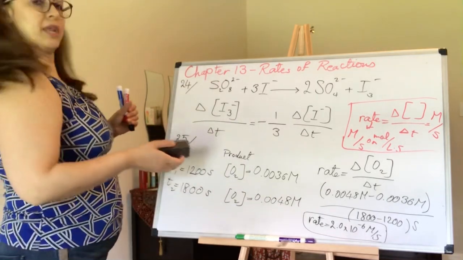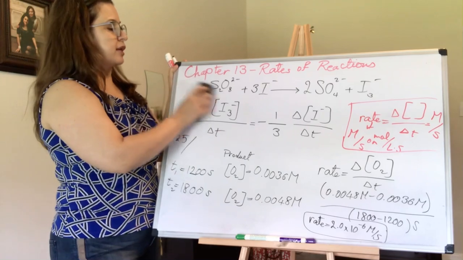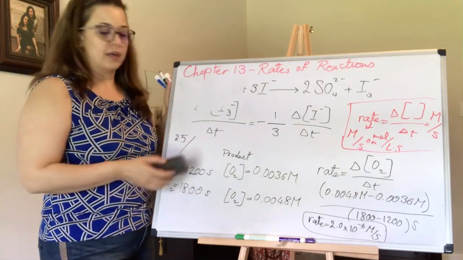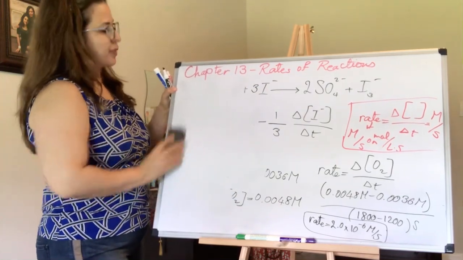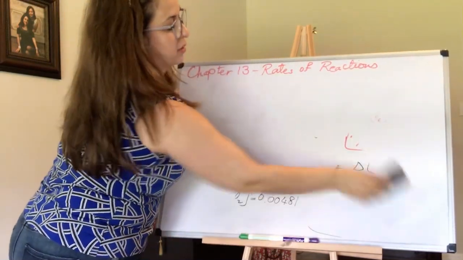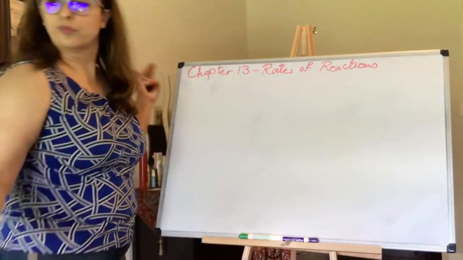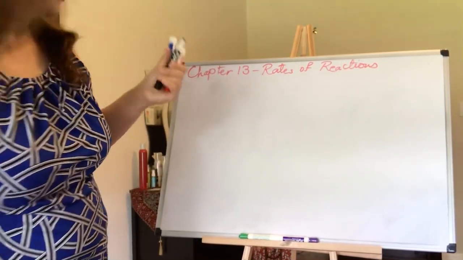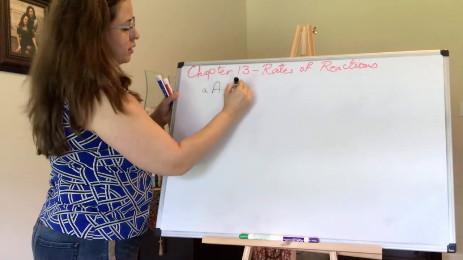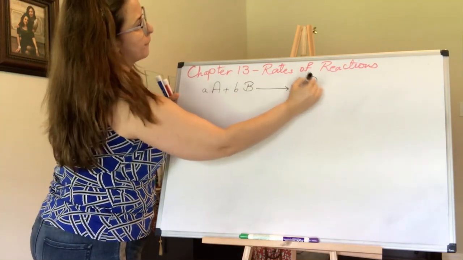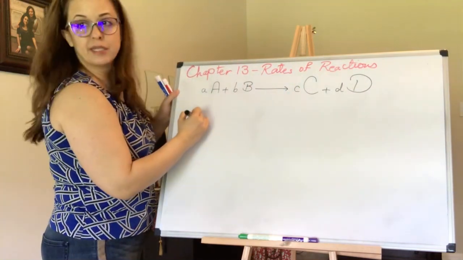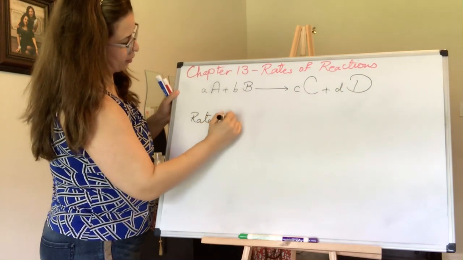The next basic thing you need to know about the rate of reactions is that we write a rate law for each reaction, and the rate law gives you some information about the reaction. So let's say you have this equation. What if I tell you the rate is written as this?